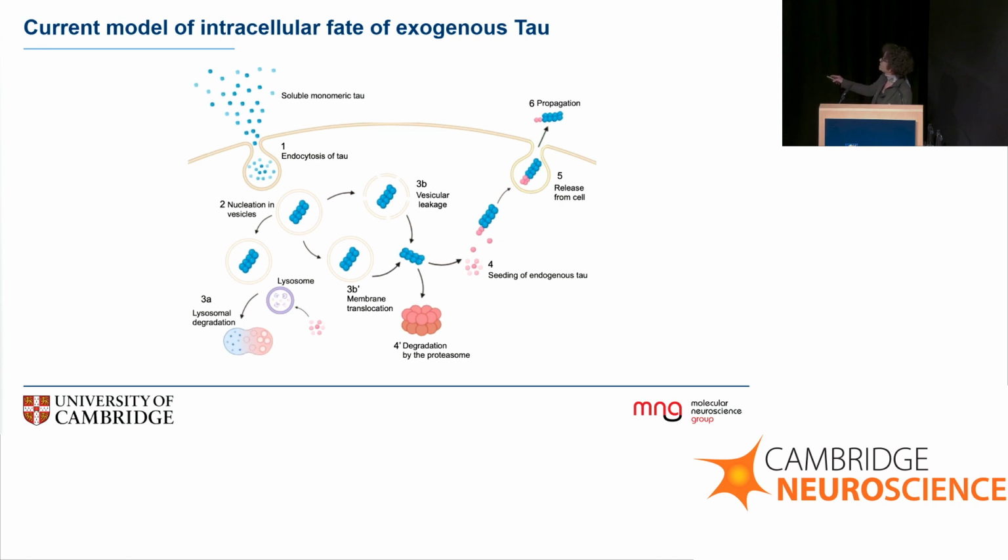But it can also lead to vesicular leakage, and then it can start to attack the endogenous tau and lead to seeding of endogenous tau. And it can be released, which has been shown by many people in the field, and it can lead to tau propagation.